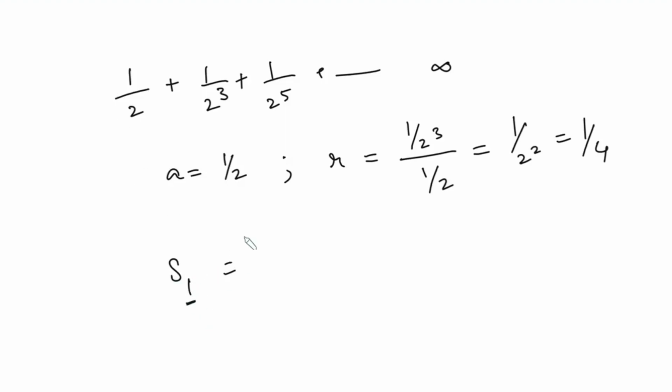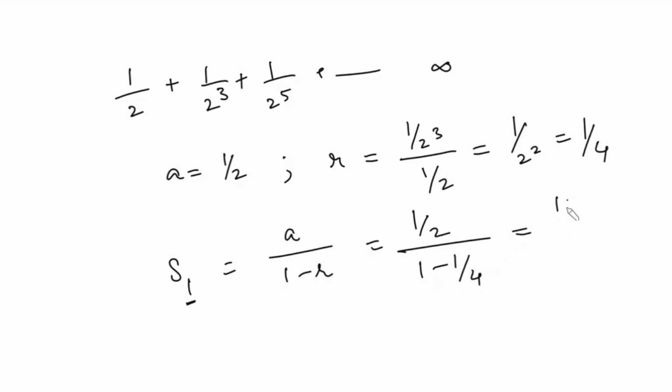will be a over 1 minus r. So that is half over 1 minus 1 over 4. That is half over 4 minus 1 over 4. That is 3 over 4, which is same as 1 over 2 times 4 over 3. And that's 2 over 3.